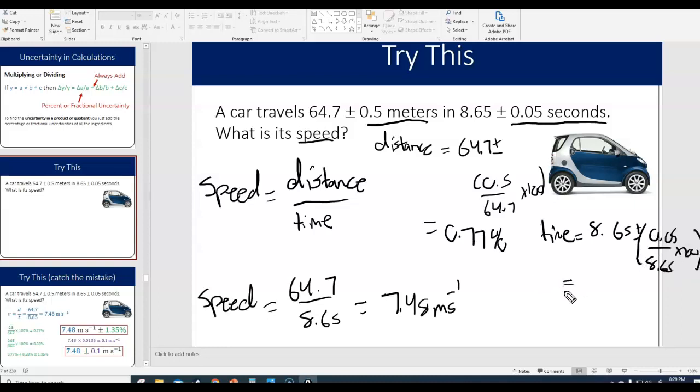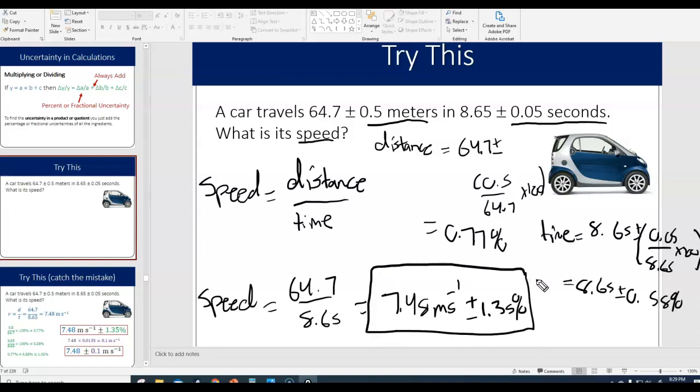So that would be 0.05 divided by 8.65 times 100. That would be 8.65 plus or minus 0.58%. And so my speed, which I got by dividing, would be 7.48 plus or minus the percent uncertainty in the distance plus the percent uncertainty in the time. And so now that I found the percent uncertainty, I would write plus or minus 1.35%. Percent uncertainty does not need to be rounded to 1 sig fig. That's only absolute uncertainty.